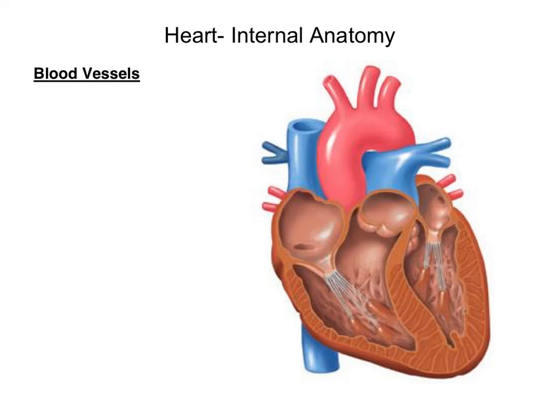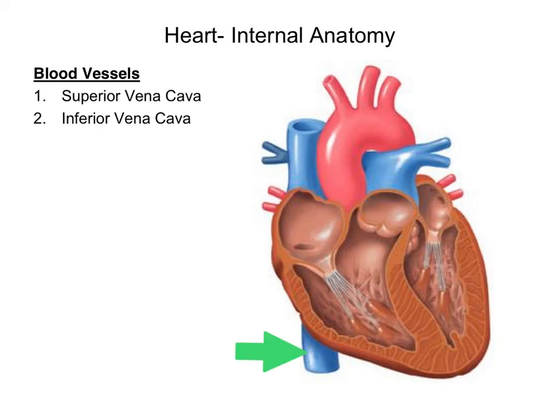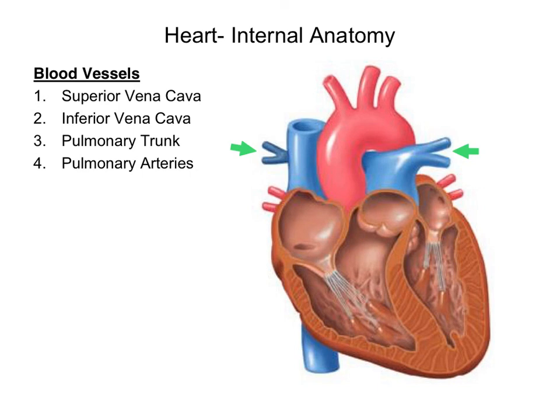Once again, we'll talk about the blood vessels that carry oxygen-poor blood, this time looking at them from an internal view of the heart. The first one is the superior vena cava, followed by the inferior vena cava, the pulmonary trunk, and the pulmonary arteries. Cardiac veins cannot be seen from an internal view of the heart since they're found on the surface of the heart.